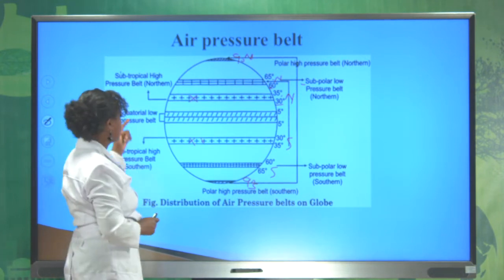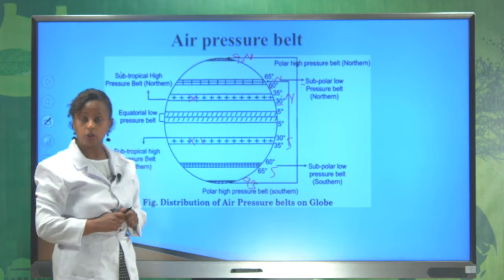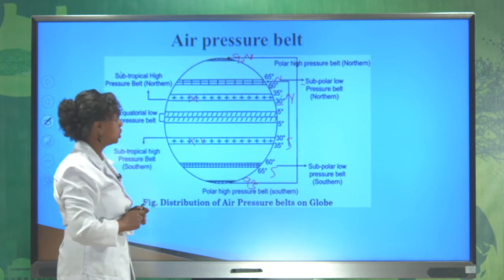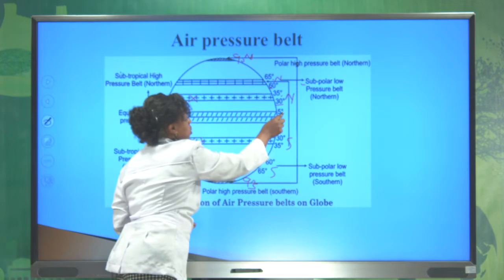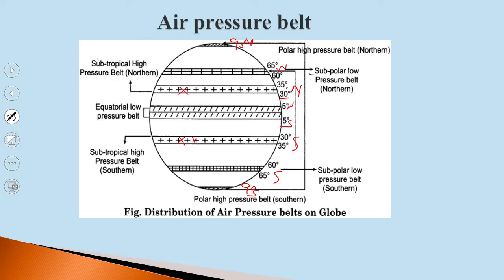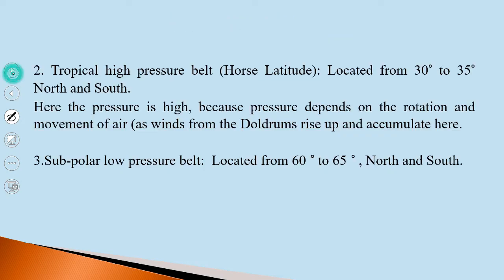The other one is the equatorial low pressure belt or the doldrum. This region is located 5° north and south of the equator. The last one is the polar high region.